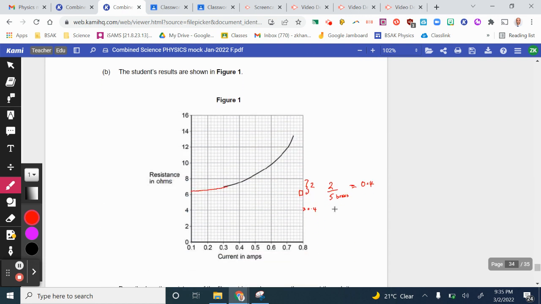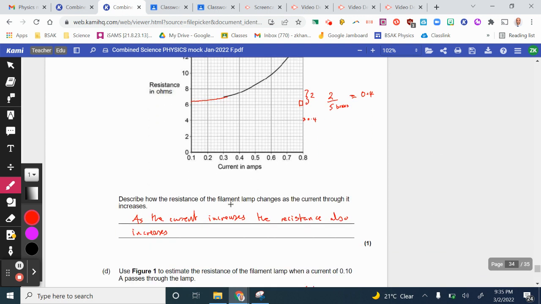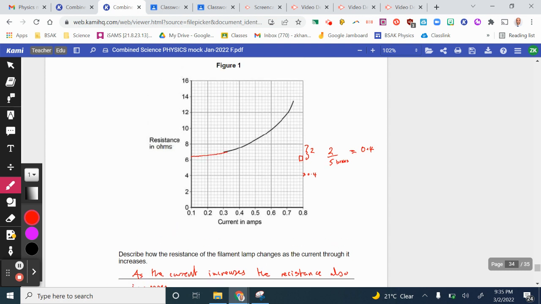Now we can see from the results that as the current rises, the resistance rises, but it's slightly incomplete because we don't have the first part of the data. Now describe how the resistance changes as the current through it increases. So, as the current increases, the resistance also increases.